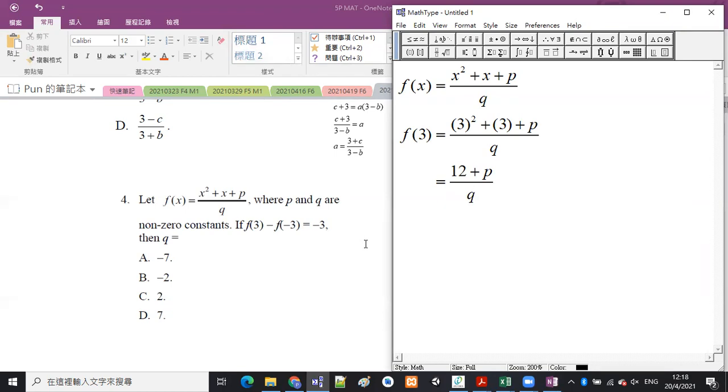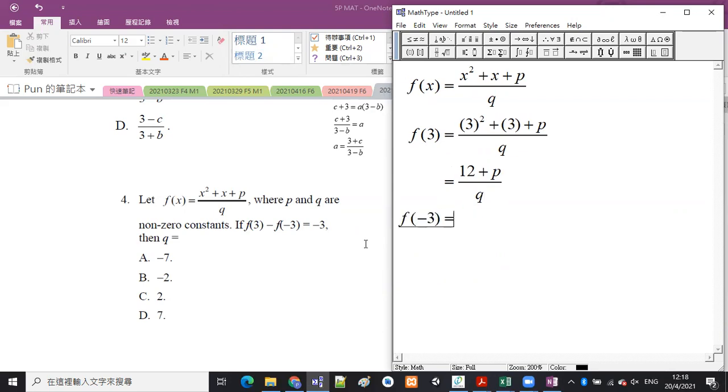And we also need to find f(-3) separately first. Okay? So that should be like this. f(-3) is equal to (-3) squared plus -3 plus p over q. Okay? And then it should be equal to 9 minus 3. That should be 6 plus p over q.